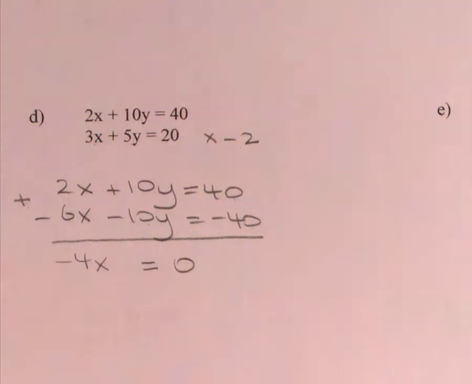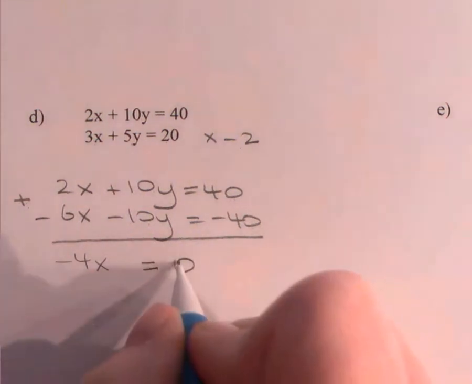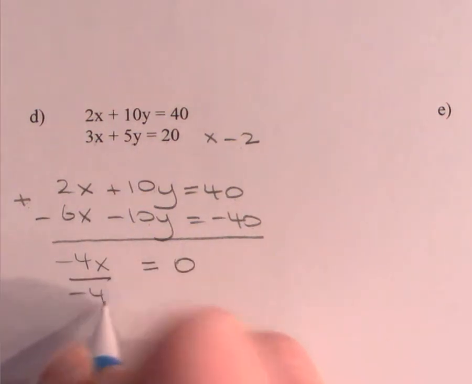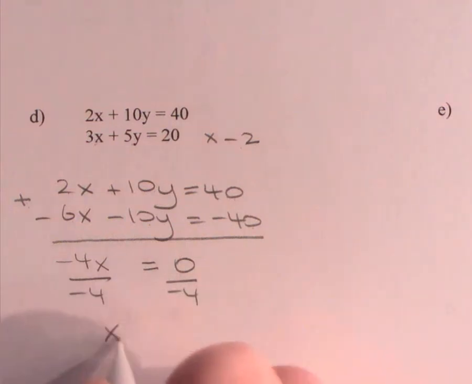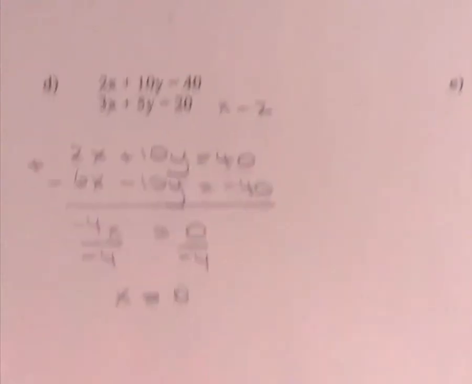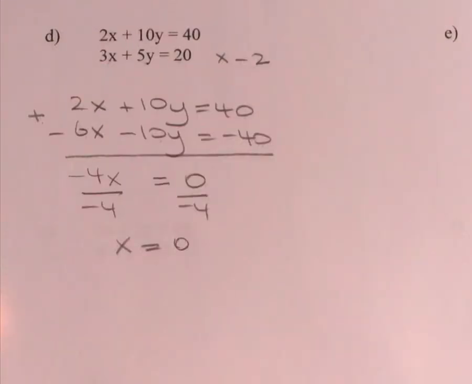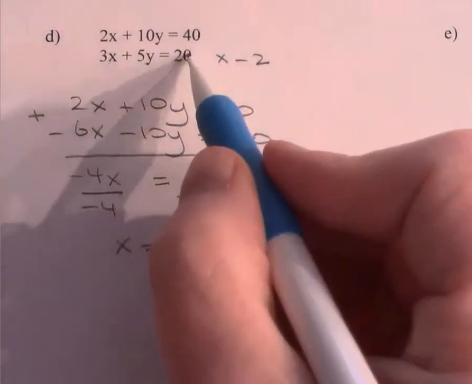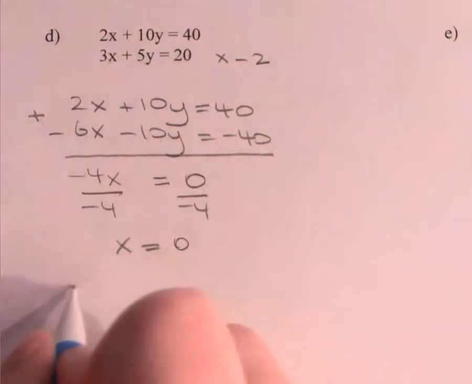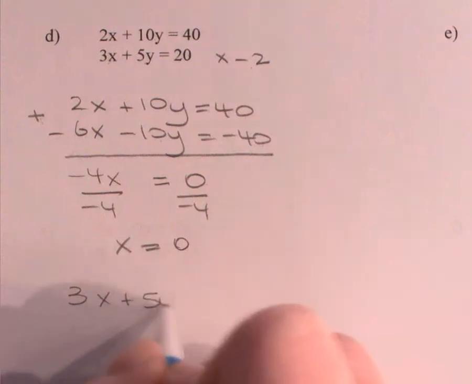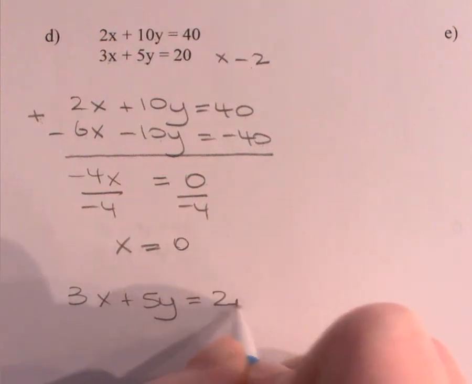So I need to write that 0 down. I can divide both sides by minus 4. 0 divided by minus 4 is 0. So x is 0. So now I can plug that into equation 1 or equation 2. I'm going to go with equation 2 this time. So I'm going to write out 3x plus 5y is equal to 20.